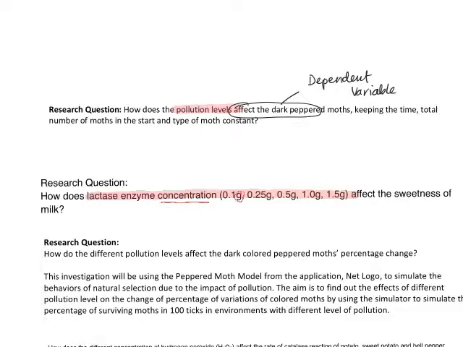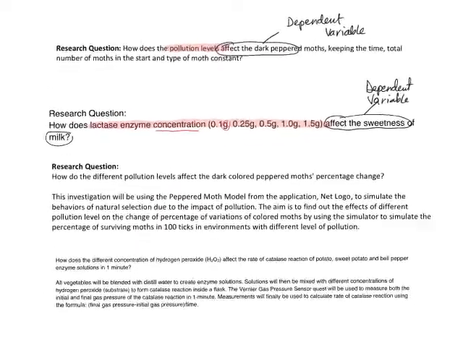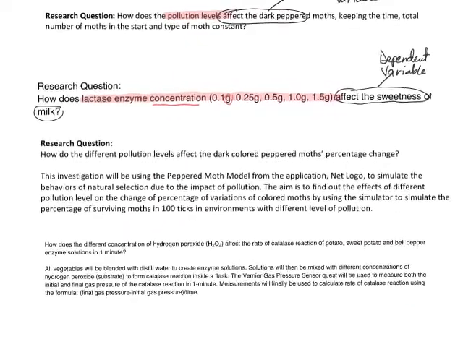And then it says affect the sweetness of milk. So again, we're going for this "effect." Sweetness of milk is not a clear dependent variable because I don't know how they're going to measure it. If they had followed it up with a second sentence saying how they're going to measure it, then I think it probably would have been okay. Okay, let's take a look at this one.